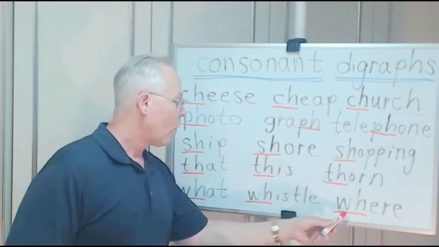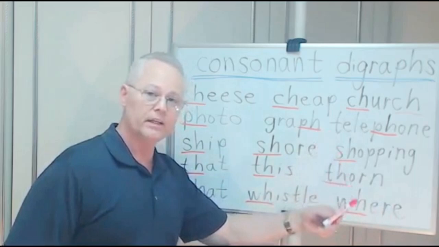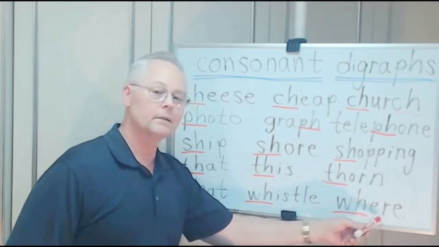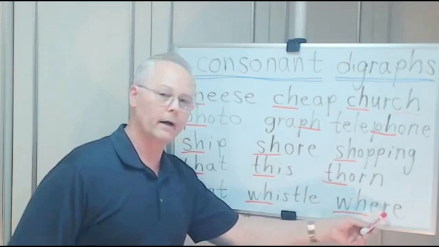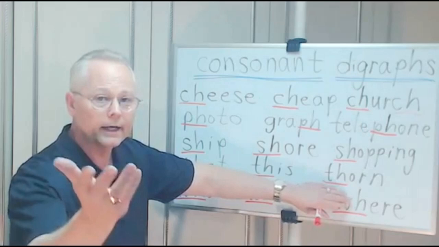Where? Air. This sounds like air. Remember in previous videos, we looked at this sound. And sometimes it sounds like ear. Sometimes it sounds like air. Well, here it sounds like air. Where? Right? If we took off the W, we'd have the word here. Like, please come here. Put on the W, now it's where, air.